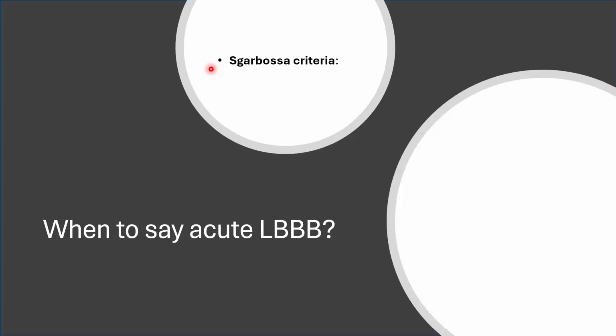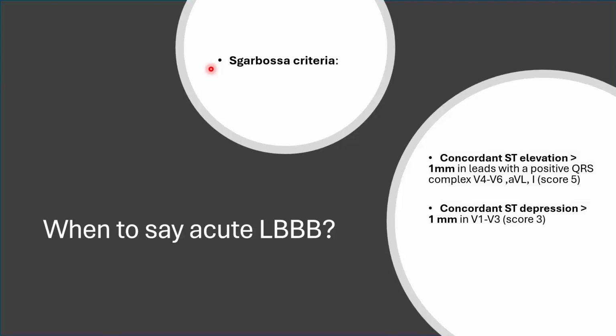We have something called the Sgarbossa criteria. The Sgarbossa criteria has 3 criteria. Basically, it's a point system, and each criterion takes a certain amount of points. If you have more than or equal to 3 points, then you can say that this is a new or acute left bundle branch block.